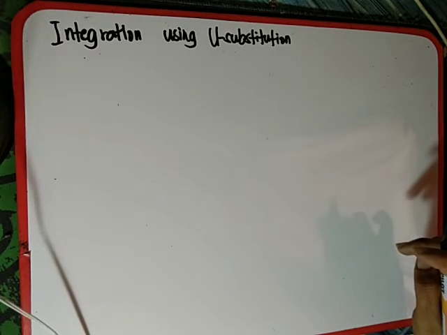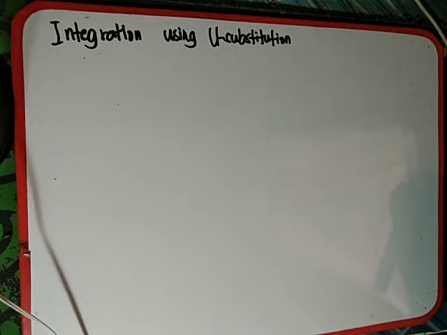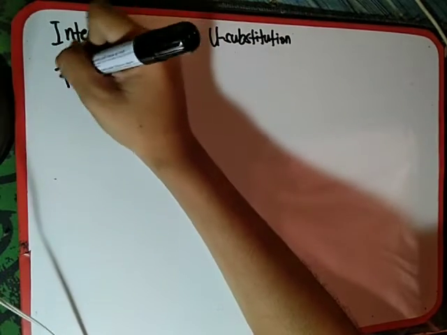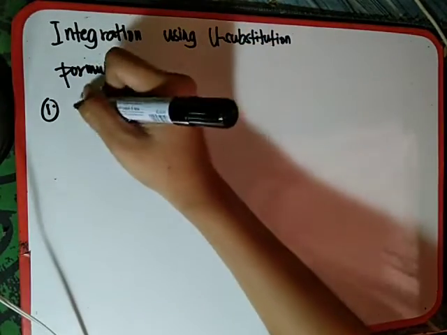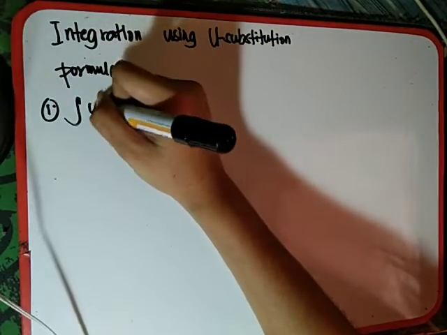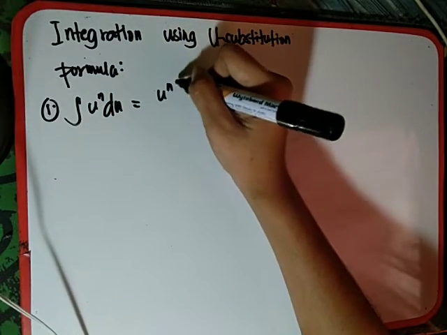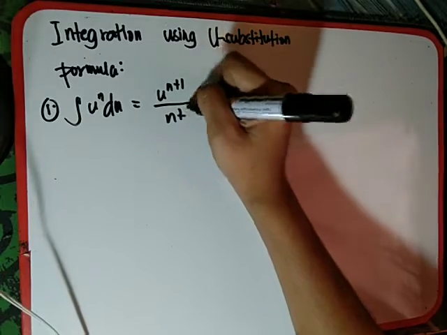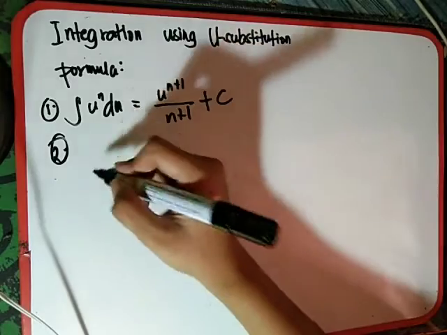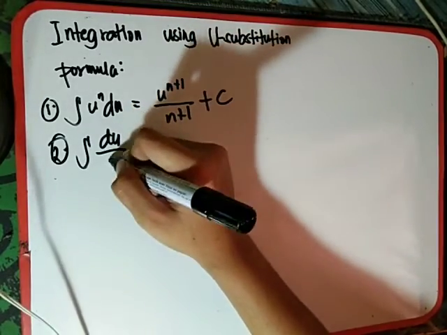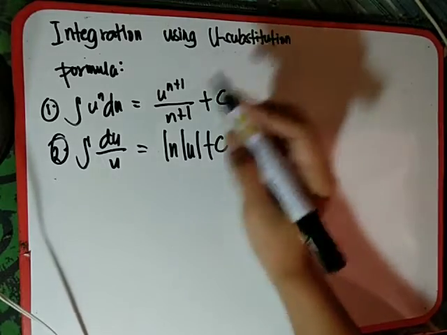In this topic, our objective is to learn how to solve using U substitution. So we have here the formulas. Number 1 is the integral of u raised to n du is equal to u raised to n plus 1 over n plus 1 plus c. Number 2 is the integral of du over u is equal to ln of u plus c.